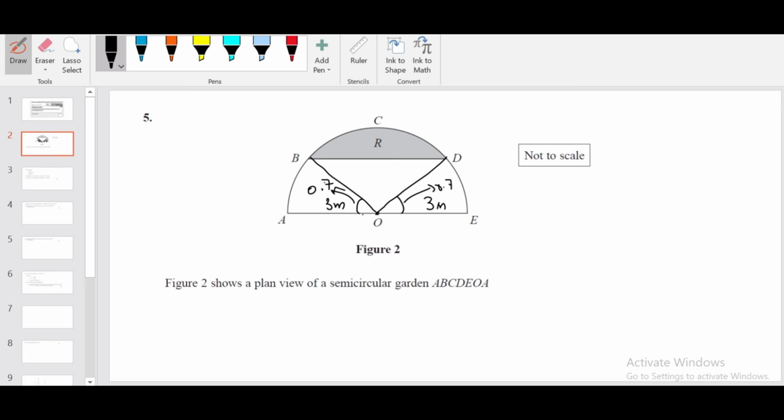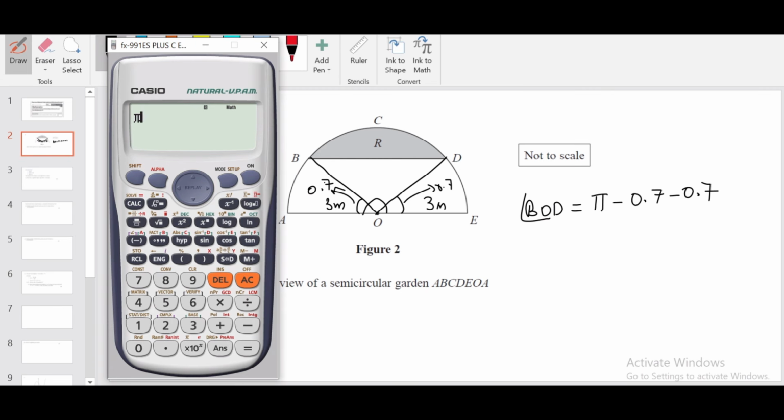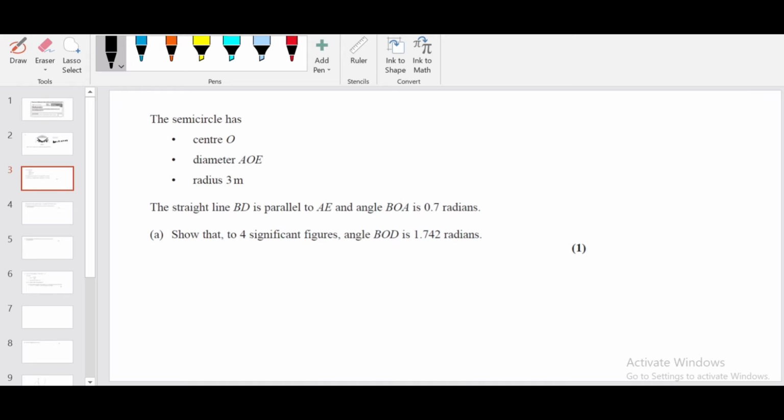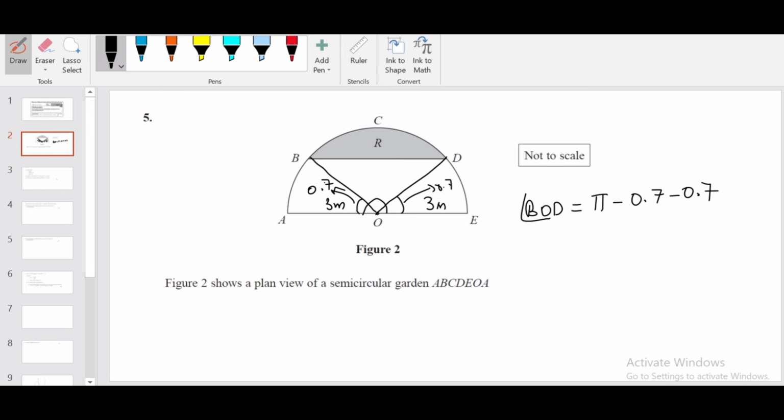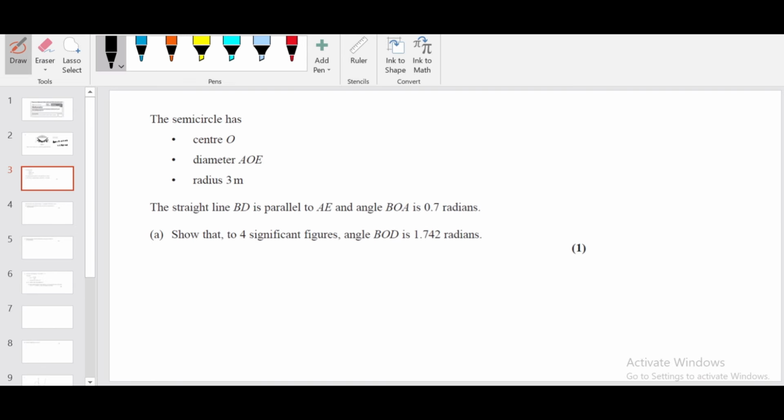Angle on a straight line is pi. So if you want to find BOD, you take pi minus 0.7 minus 0.7. Pi minus 2 times 0.7 is 1.74. They want us to prove it's 1.742. So it is equal to 1.742 radians. That's all. It's just a 1 mark question. Let's move on to part B.